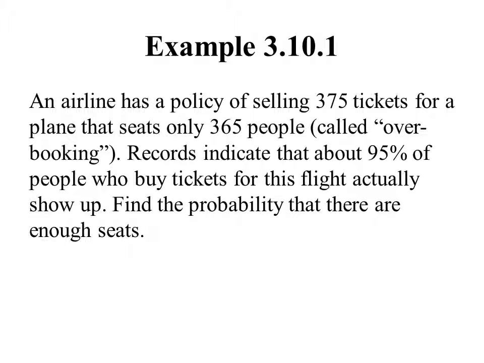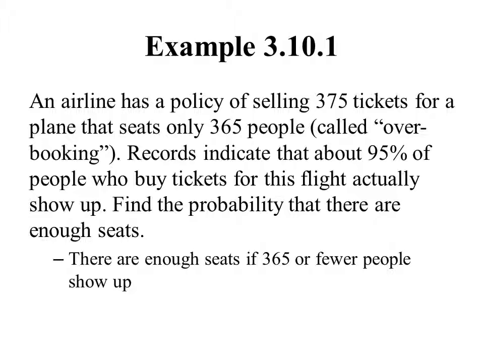As an example of this idea, suppose an airline has a policy of selling 375 tickets for a plane that seats only 365 people. That's called overbooking, and this is a common practice in the airline industry. Records indicate that about 95% of people who buy tickets for this flight actually show up. Find the probability that there are enough seats. In other words, there are going to be enough seats if 365 or fewer people show up, so we want to find the probability that this happens.